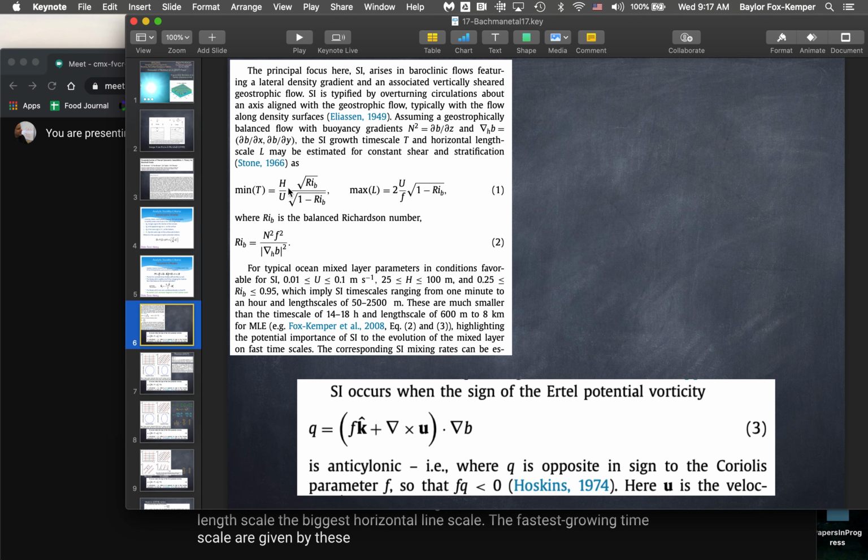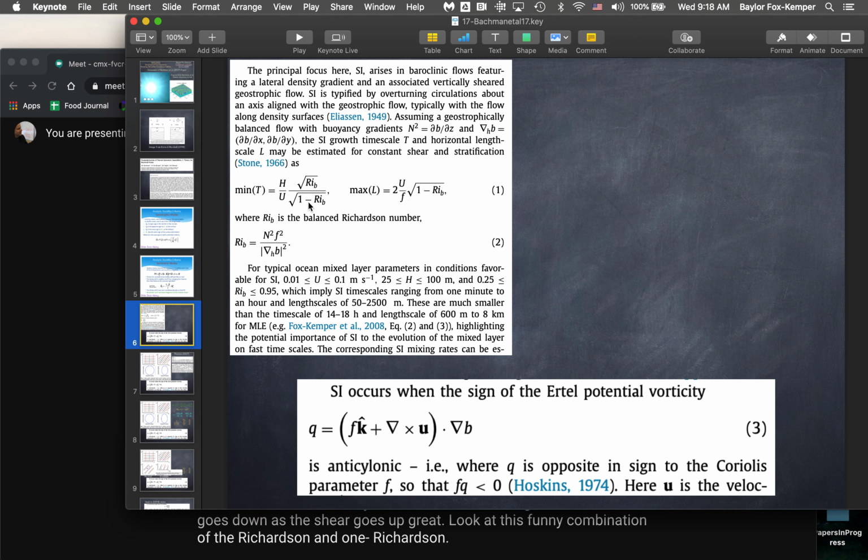So let's look at that. Here is H over U. So this is basically the shear, or 1 over the shear. So the bigger the shear, that thermal wind shear in the mixed layer, the faster the modes grow. The time scale goes down as the shear goes up. Great. Look at this funny combination of the Richardson and 1 minus Richardson.